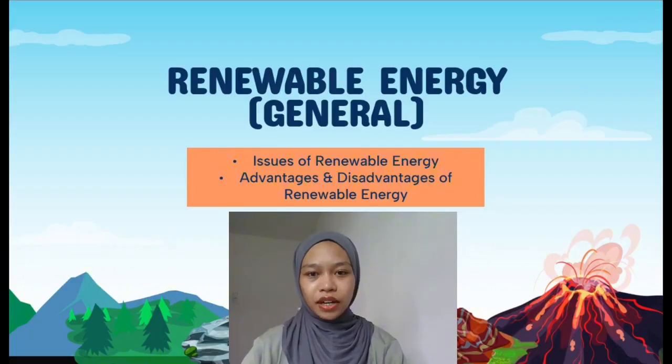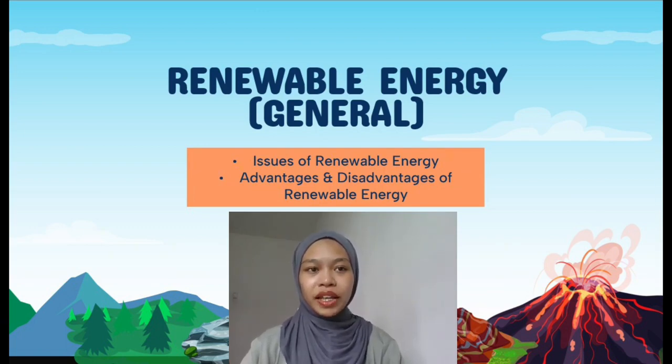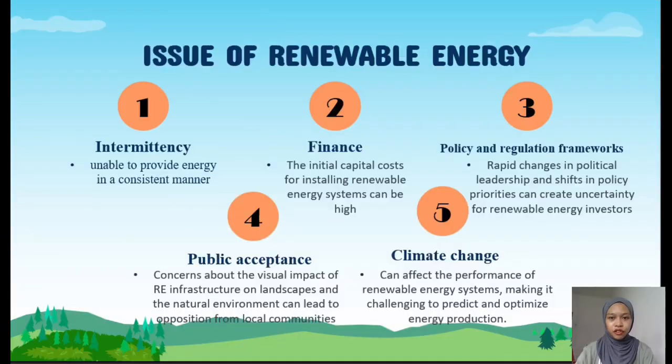My name is Alice, and I am going to explain the issues, advantages and disadvantages of renewable energy. There are 5 issues of renewable energy. First one is intermittency. In contrast to conventional energy sources, renewable energy sources, for example wind and solar, are unable to provide energy in a consistent manner.